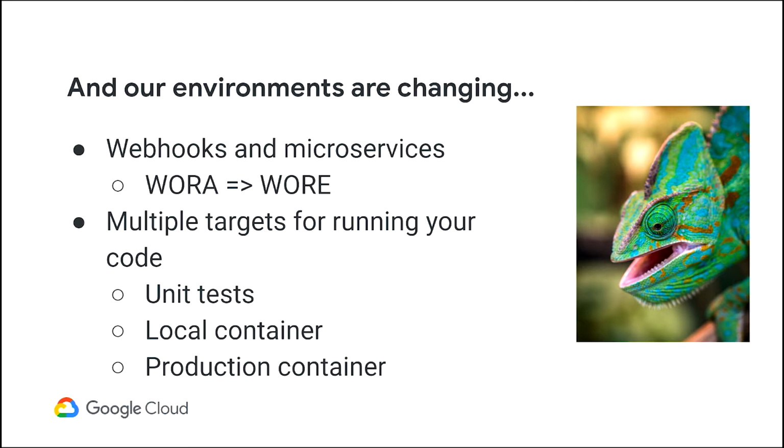Yeah. So we want to move from write once, run anywhere to write once, run everywhere, right? All of these environments. I need to not just run on one at a time. I need to run on all of them and adapt to them. Yeah. So how do we do that?